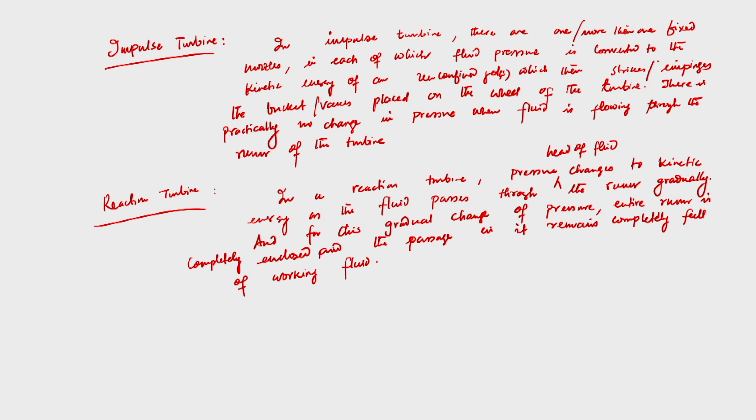So, this is a fundamental difference: in a reaction turbine the entire runner remains enclosed, and not only that, the entire passage of fluid remains filled with working fluid, and the energy conversion takes place gradually. While in an impulse turbine there is practically no change in pressure as the water flows through the runner, and most of the energy conversion takes place while the liquid flows through the nozzle, where the pressure head is converted to velocity head.